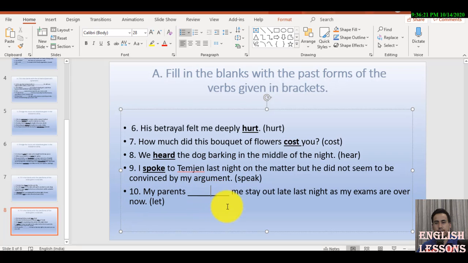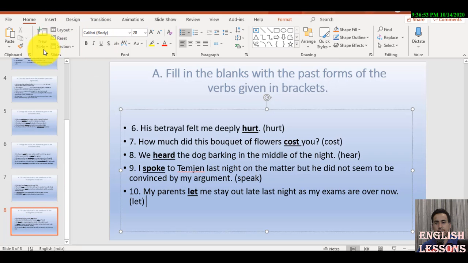Let's look at question number 10. My parents let me stay out last night as my exams are over now. Let. It will be the same. The past form of let will be let. Nothing changes. So here the correct answer will be let. So that's about it.